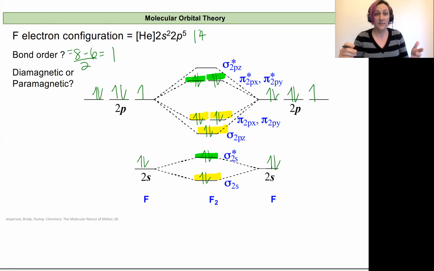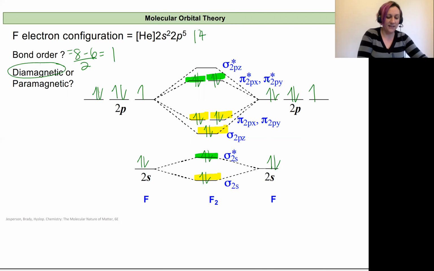Now, if I look at whether it's diamagnetic or paramagnetic, I can see that all of my electrons are paired, and so it's going to be a diamagnetic molecule.